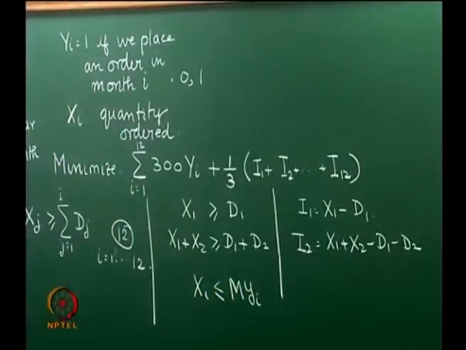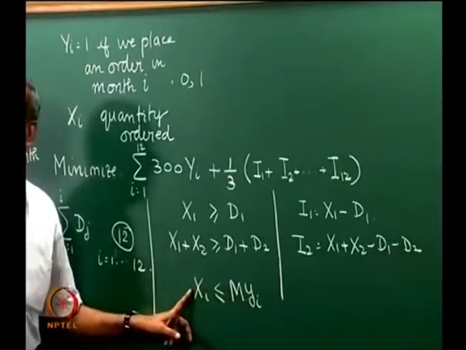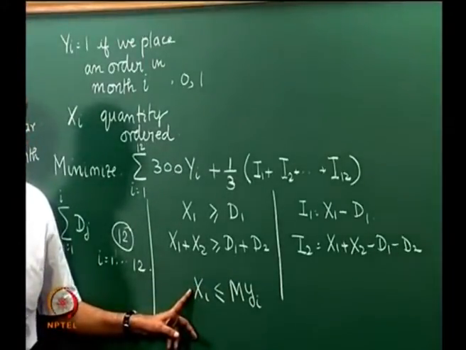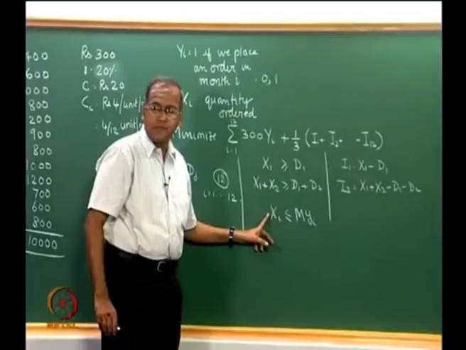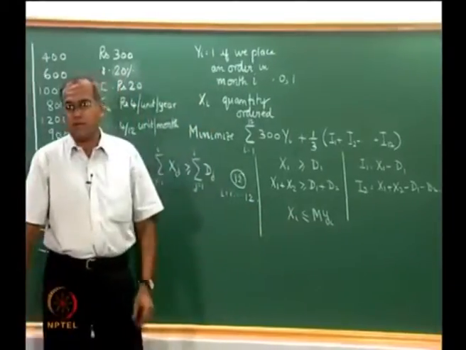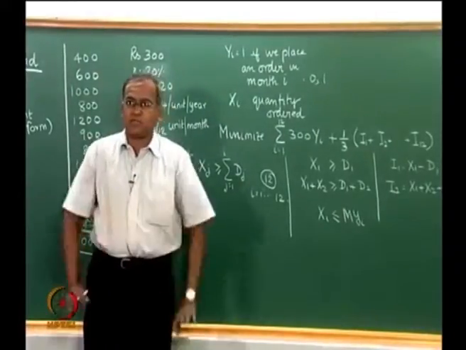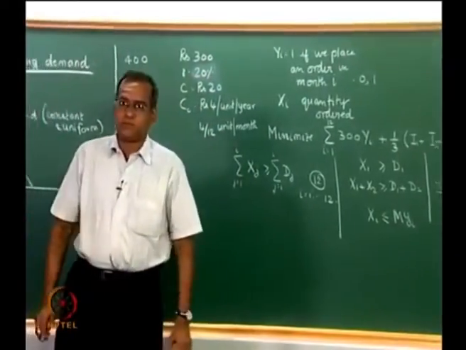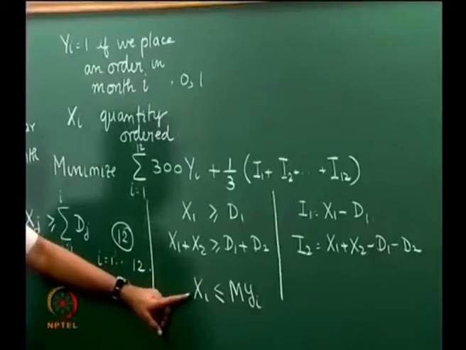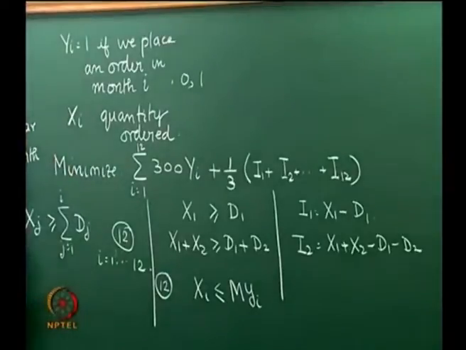So, when yi is 0, which means I choose not to order in this month, then big M into yi will be 0, this will force xi to be automatically 0. If I choose to order in a month where yi equal to 1, then xi could be either 0 or non-zero, which is what we want. So, there are again 12 more constraints like this, which takes care of this part of it.